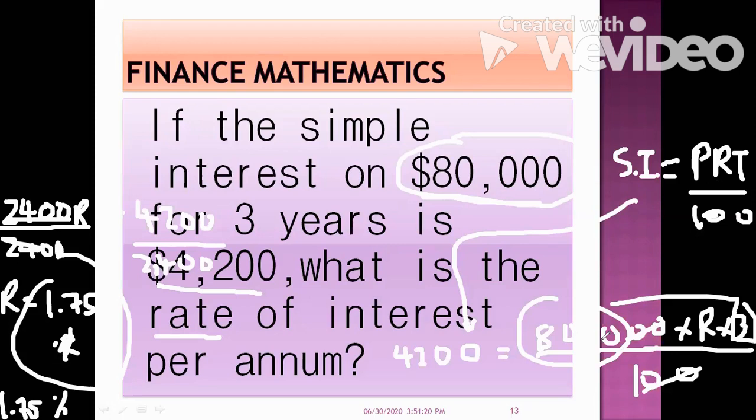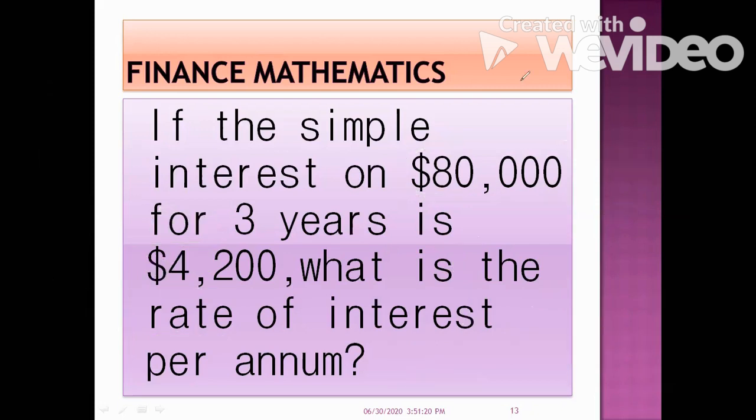3 times 800 is 2,400. And 2,400 times R is 2,400 R. Hence we get this. And everything will be equal to 4,200. I divide everything by 2,400. And when I cancel them out, we get 1.75, or 1 3/4. All right, so hope you guys are following. We're gonna move on to the next question.